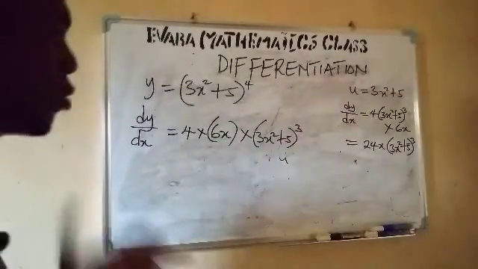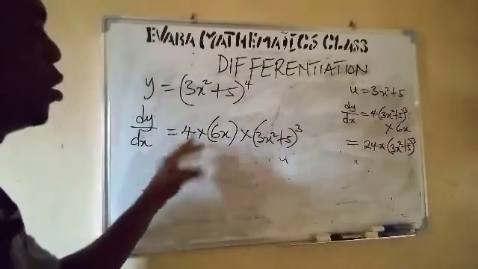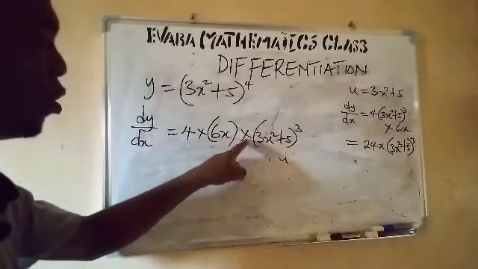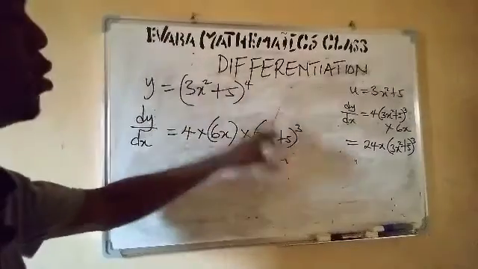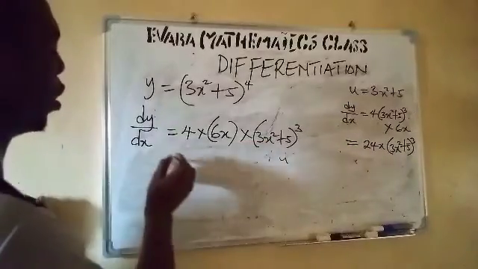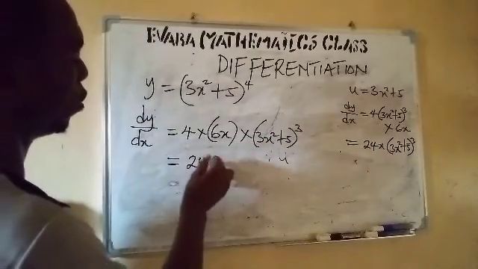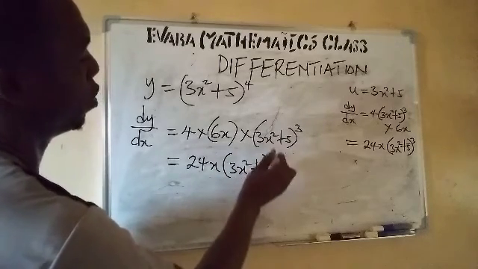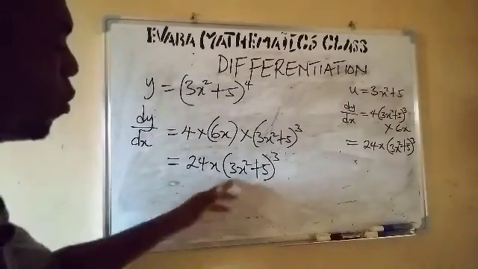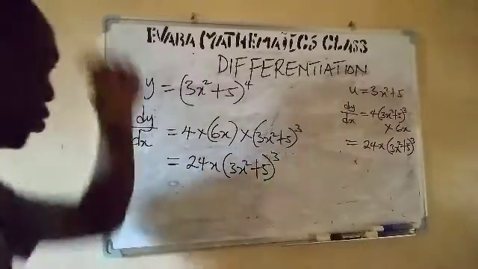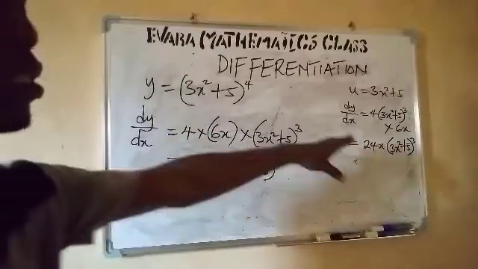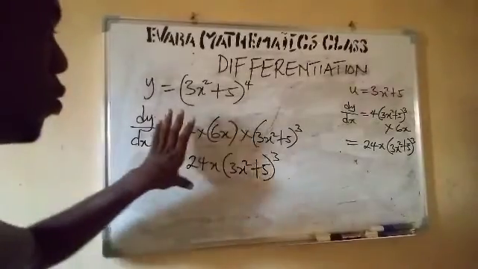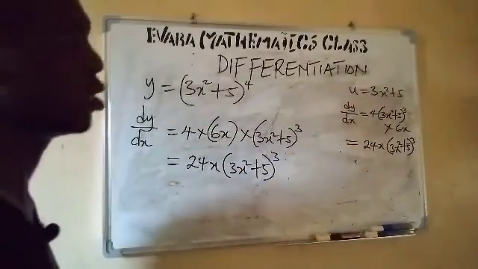So you can see that the steps are just 3. First, bring down this 4. Secondly, differentiate what you have in the bracket, 6x. Then multiply by, write the same expression and subtract 1 from the power. So you now end up with 4 times 6x, 24x, times 3x squared plus 5 raised to power 3. So you can see that you see the same answer that we got earlier. Just that this method is faster than this. But in a situation whereby you have to show your workings, you use the first method, not this. This one is just a way of saving our time.